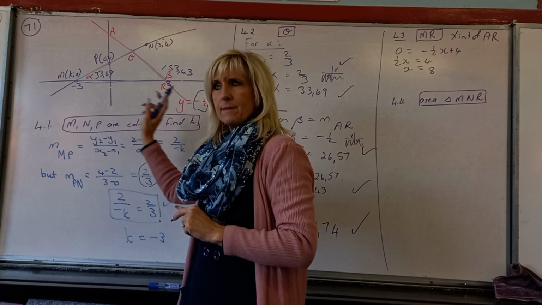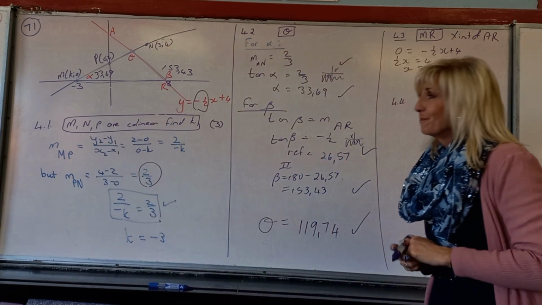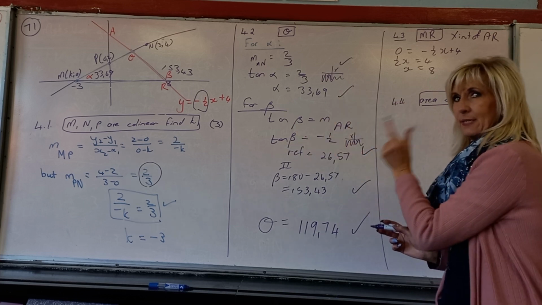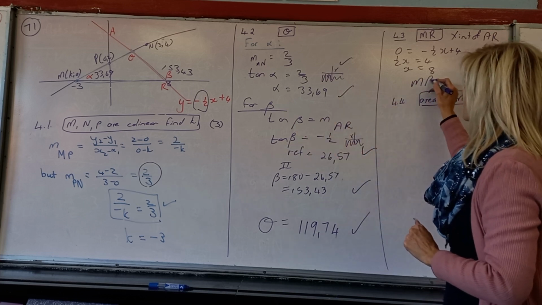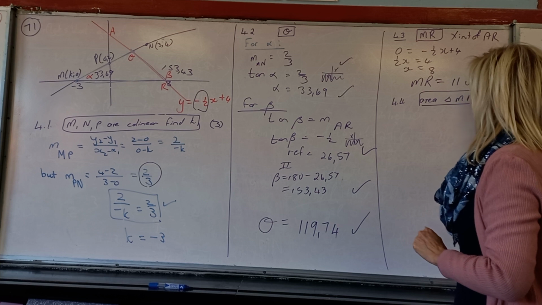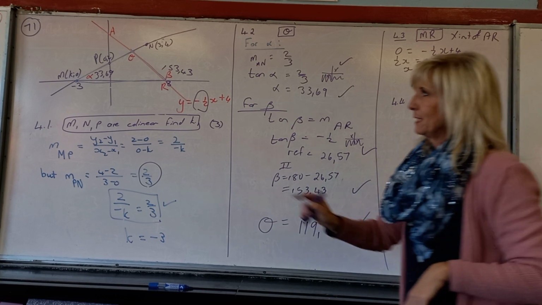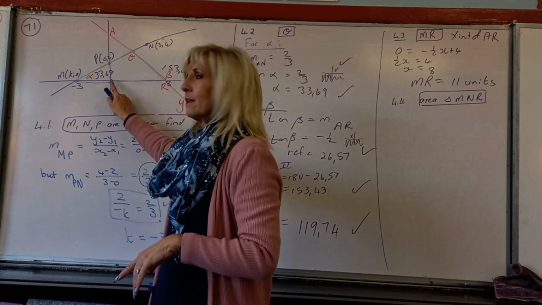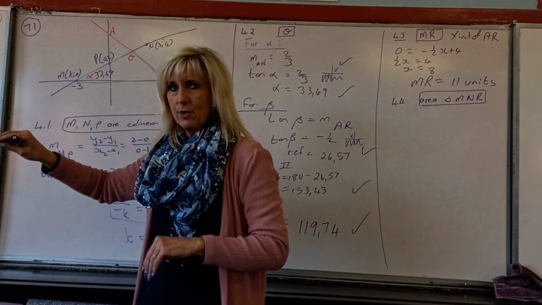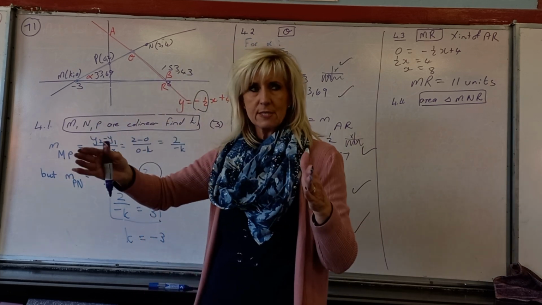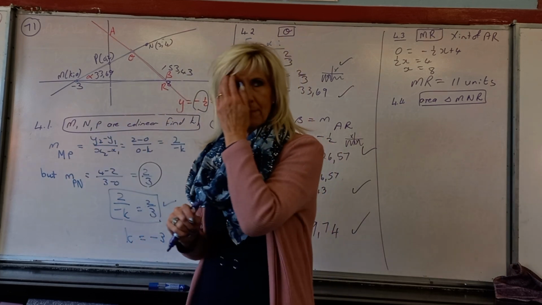What's the distance? Not 8 minus 3. Distance 3. Distance 8. So MR is 11 units. Please? 8 units. 3 units, not -3. Distance 3. Distance 8. Total distance of 11. Are you with me? Yes, ma'am.